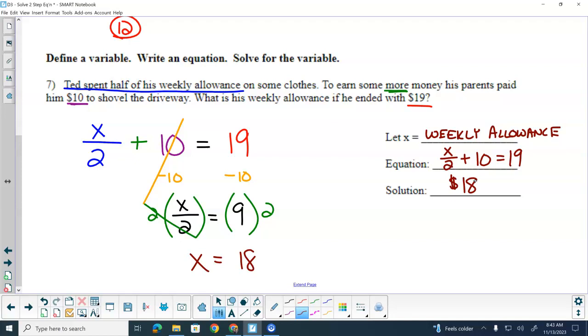Okay? Word problems aren't that tricky, but they just involve more work because you have to create the equation first, then you have to solve it. You're not just given the equation.